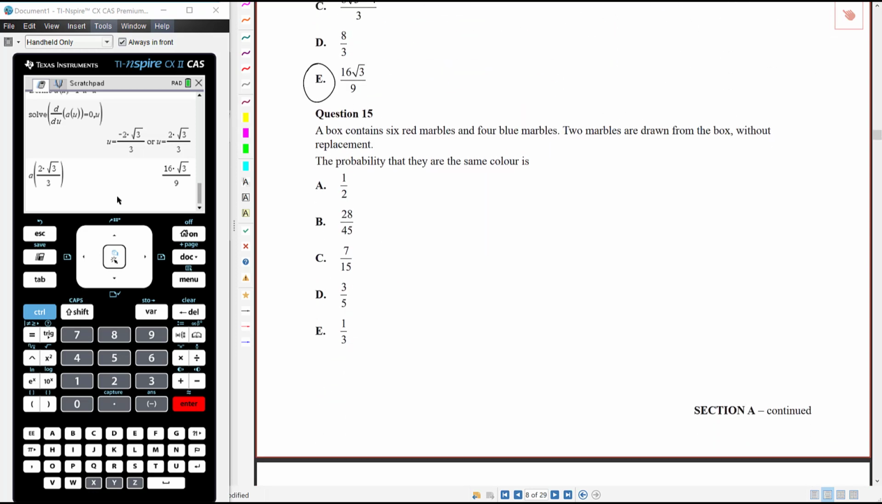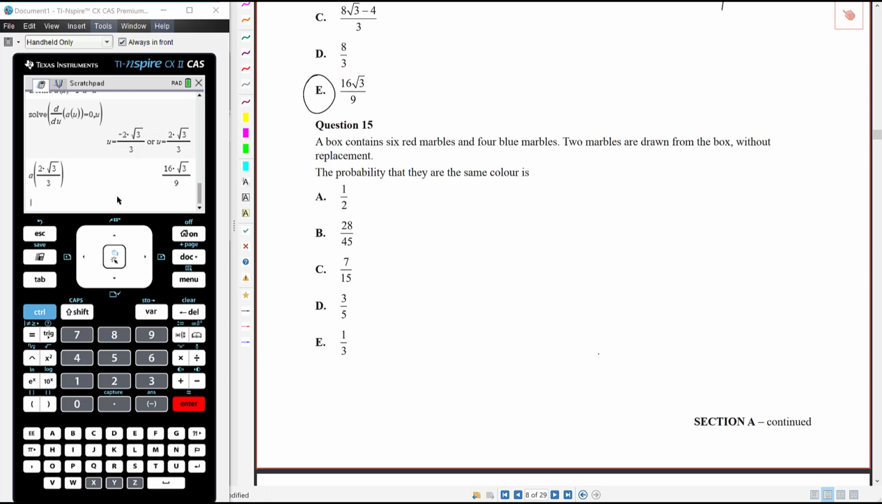Question 15. A box contains 6 red marbles and 4 blue marbles. 2 marbles are drawn from the box without replacement. The probability that they are the same colour is. Okay, so we can draw a red or a blue on the first selection and then a red or a blue. They're drawn without replacement, so the probabilities will change at the second stage. So we've got 6 red marbles and 4 blue marbles. So 6 in 10 or 3/5 of the marbles are red, 4 in 10 or 2/5 are blue.